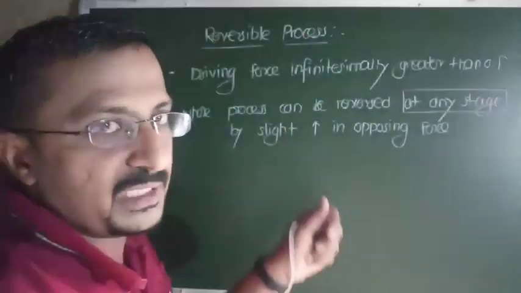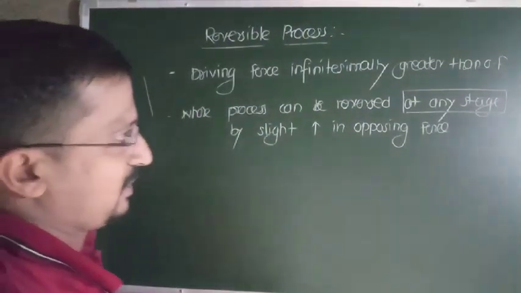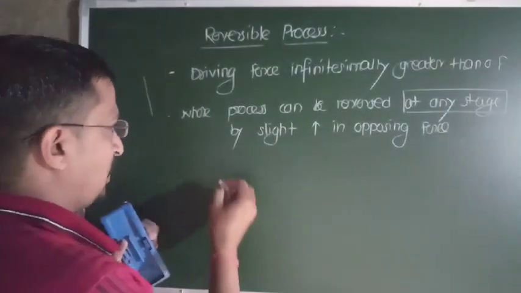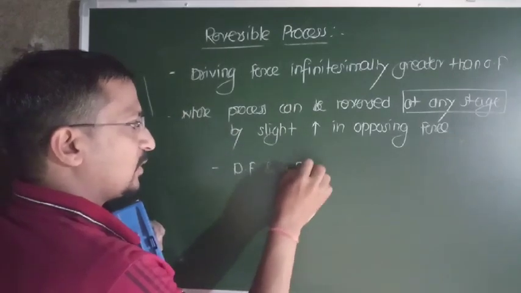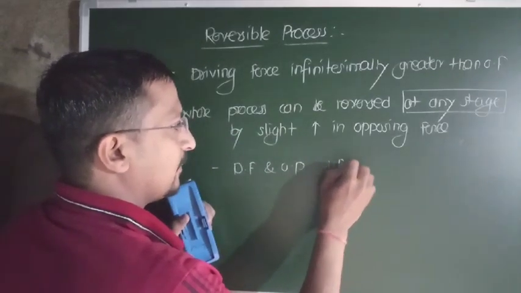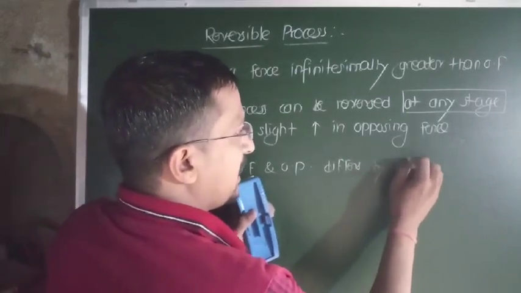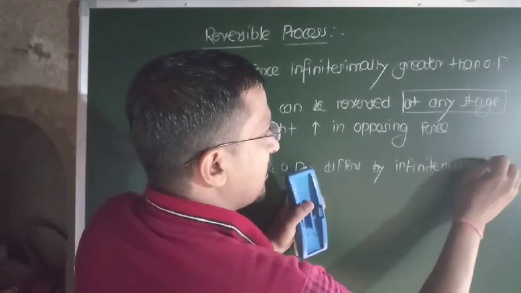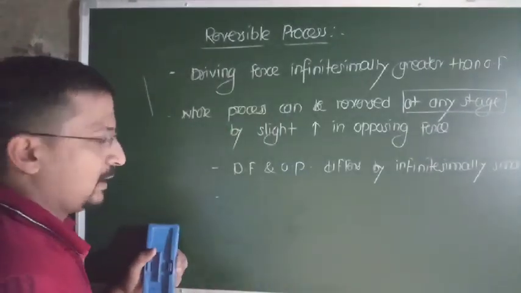So during that course, it can be reverted at any position. So it is a reversible process. Then some features are there of a reversible process. One feature is that the driving force and opposing force differ by an infinitesimally very small amount.